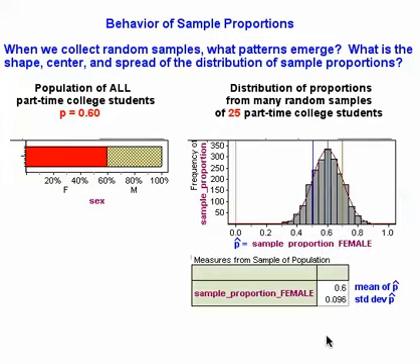Let's see what happened. I collected over 2,000 random samples. Each sample had 25 part-time college students in it, and for each sample I calculated the proportion that were female, and I recorded that here. Did you predict correctly? What looks like happened over the long run is that many of the samples had proportions that were close to the population proportion of 0.6. We can also see that as we moved further away from 0.6, we had fewer samples with sample proportions in that range.